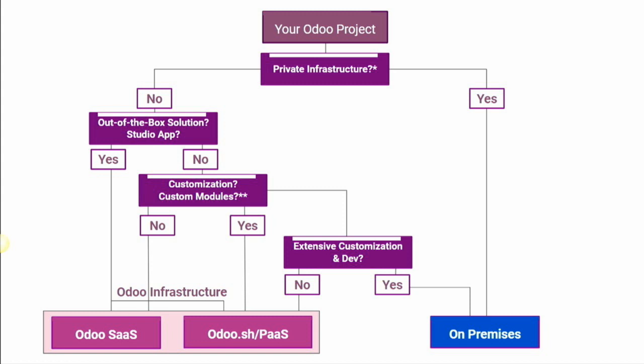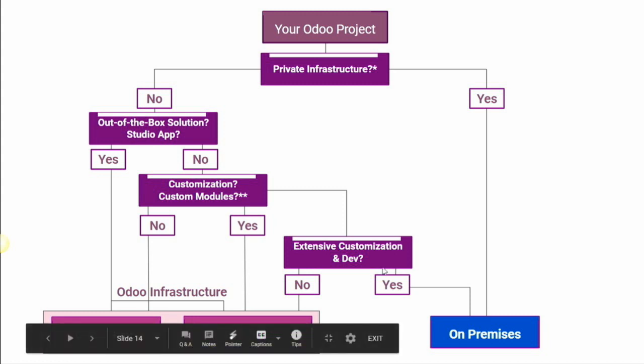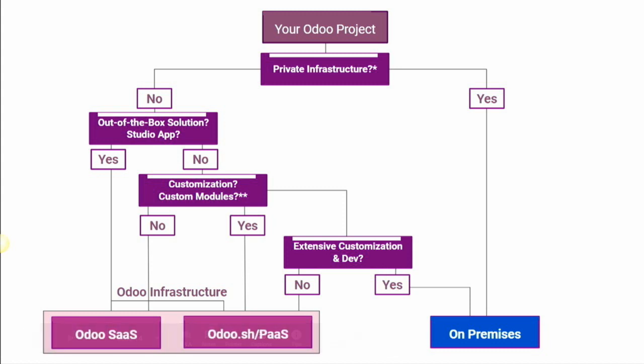If your Odoo project is up the top, one of the first questions you want to figure out right away is, are you going to require private infrastructure? If yes, that's going to be on premises. I put an asterisk there because we talked about that earlier. It could be for various reasons, right? It could be for regulation reasons, HIPAA compliancy, ITAR, you name it. Once you determine that, you know right away you're going to have to go on premises. So that eliminates that out of the whole equation.